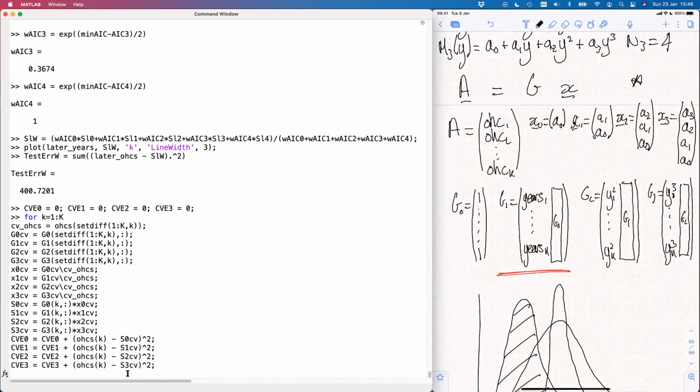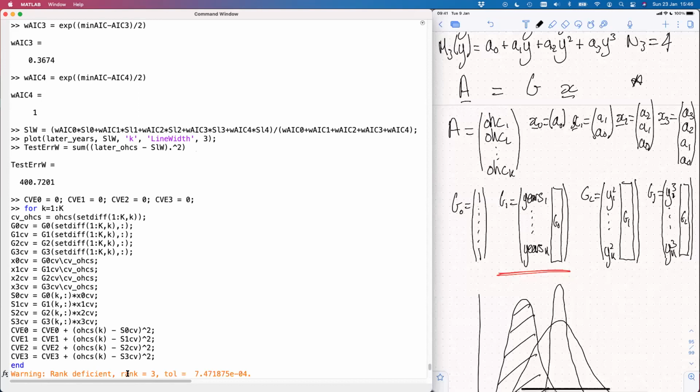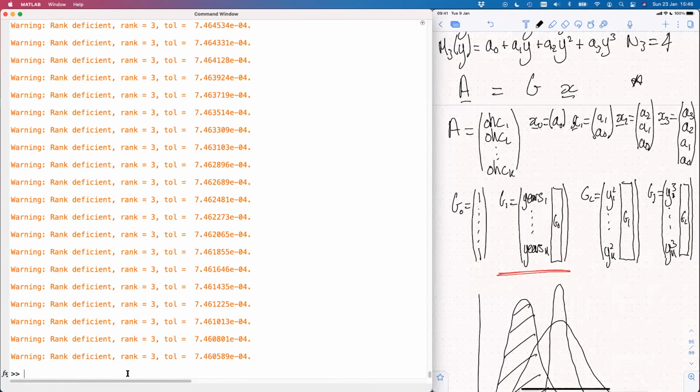And that should be the end. So let's run that. Okay, so we're getting our usual warning that the third order design matrix is a bit rank deficient, but it's just a warning, and it does the inversion anyway. It does that each time around the loop. So let's have a look at these errors that we've accumulated for our different models.